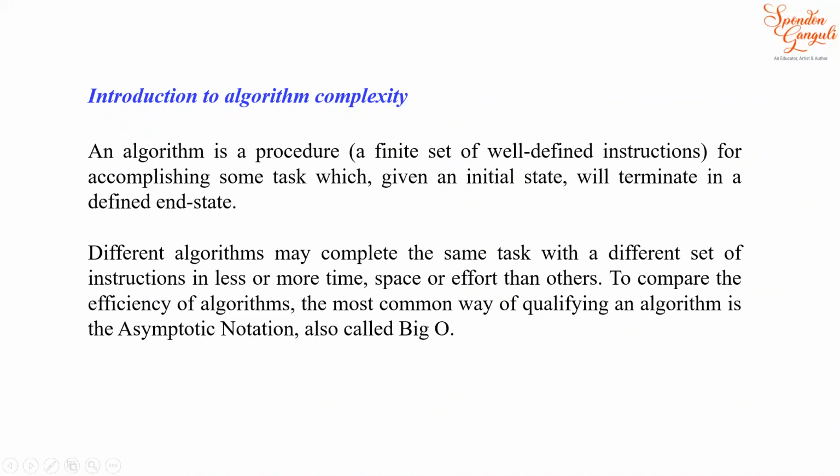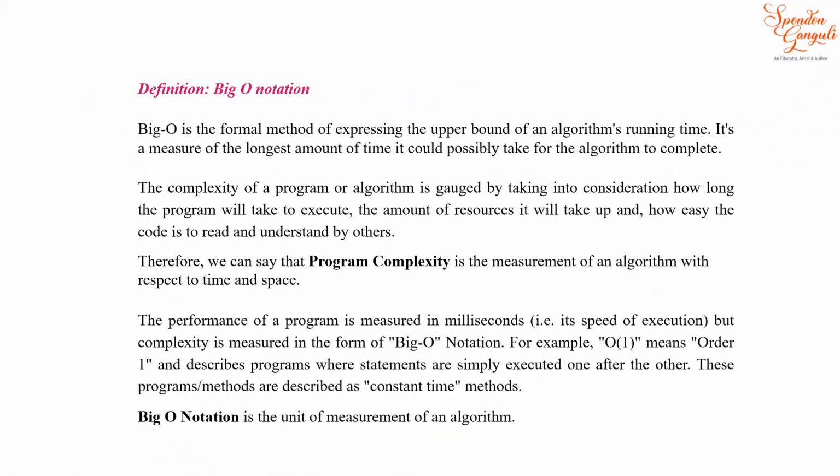To compare the efficiency of algorithms, the most common way of qualifying an algorithm is asymptotic notation called big O notation. Big O notation is a formal method of expressing the upper bound of an algorithm's running time. It is a measure of the longest amount of time it could possibly take for the algorithm to complete.